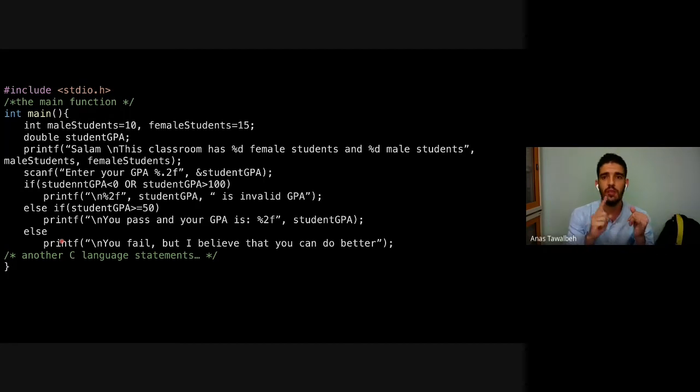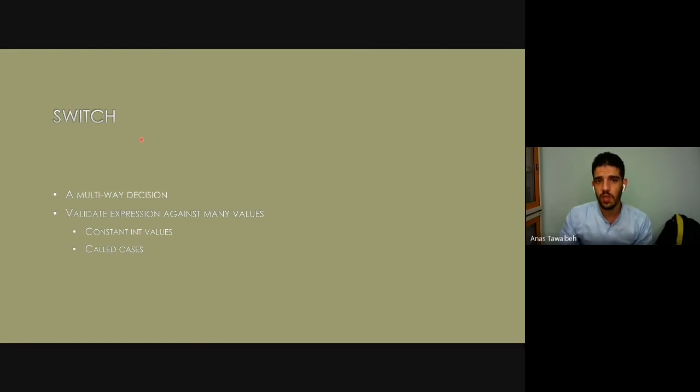Let's say if it's between 50 and 55, then it is going to print your grade is D. If between 55 and 60, it's going to be D+. If 60 to 65, it's going to be C, and so on and so forth. So you would have something like 8 if-else statements. Another way is by using the switch statement, which is a multi-way decision statement. It is going to validate an expression against multiple values. The value that is correct, its block will be run. These values are integer constant values, and we call them cases.